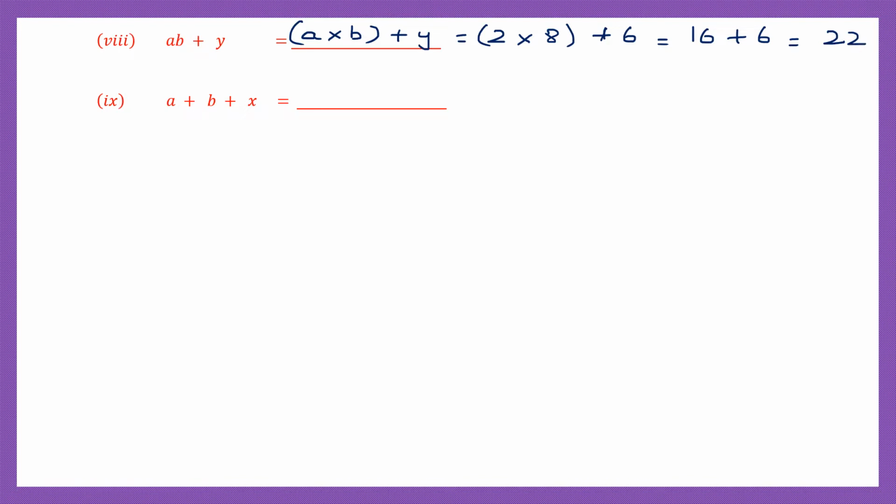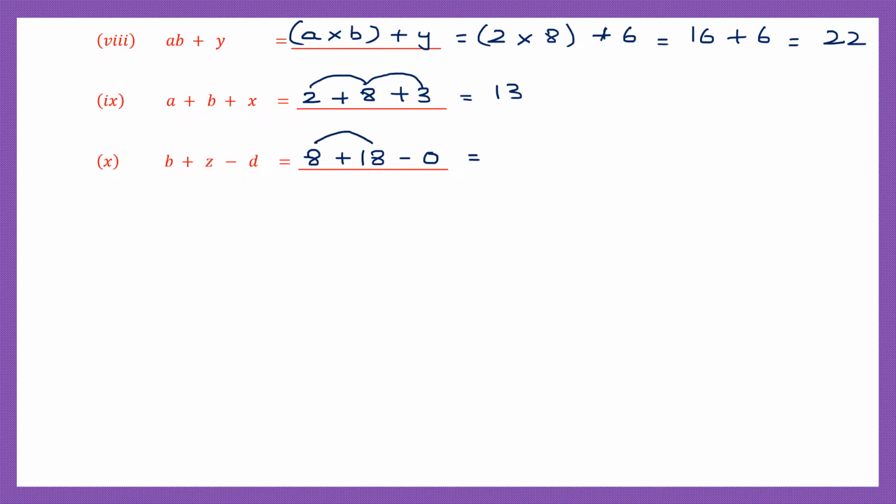Next one, a plus b plus 6. That will be 2 plus 8 plus 3. So how much is 2 plus 8 plus 3? 2 plus 8 is 10. 10 plus 3 is 13. So that's our answer. Next one, b plus z minus d. So b is 8, z is 18. So plus 18 minus, and d is 0. So 8 plus 18 is 26. 26 minus 0 is 26 itself.